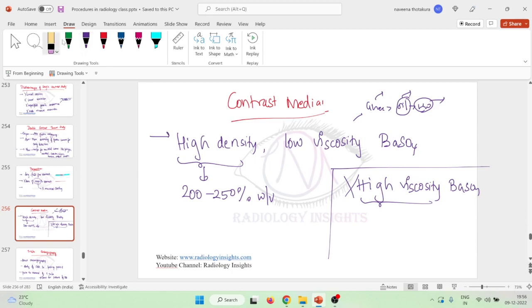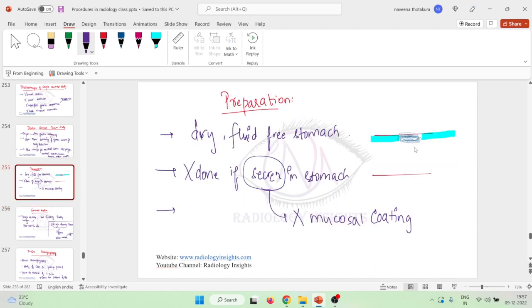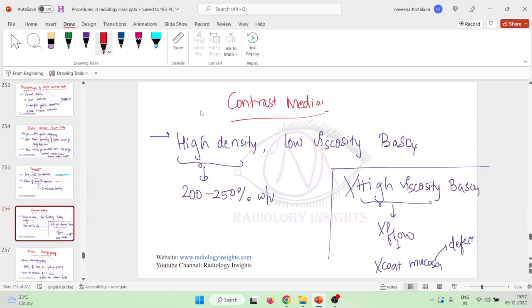So if you take this as an example, because of high viscosity, this barium will not flow well. If it does not flow well, it does not coat the mucosa well, and as a result it will show some defects. Similarly, if this is the bowel wall and the barium is here, high viscosity barium does not coat well because it does not flow well.